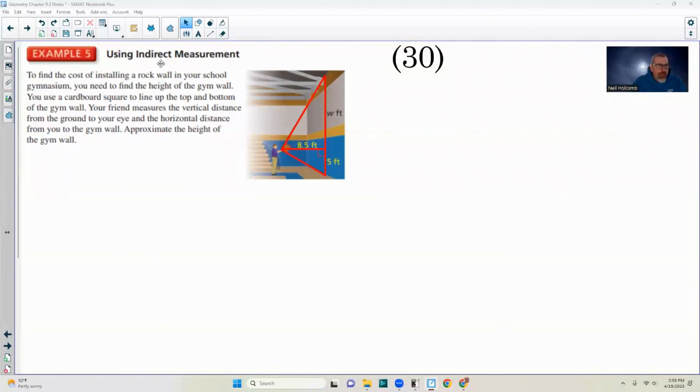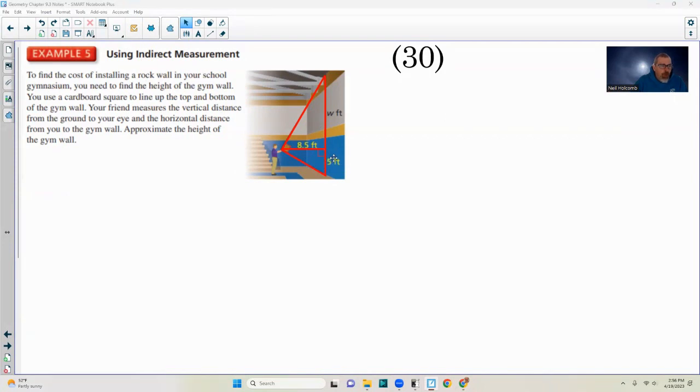Okay, so example 5 is using an indirect measurement. So it says to find the cost of installing a rock wall in your school gymnasium, you need to find the height of the gym wall, obviously. You need a cardboard square to line up the top and bottom of the gym wall. Your friend measures the vertical distance from the ground to your eye. Okay, the vertical distance from the ground to your eye, which would be right here, 5 feet. That's what they're talking about.